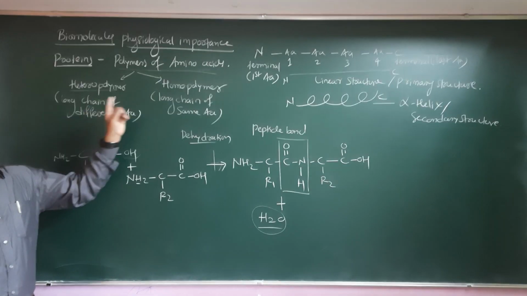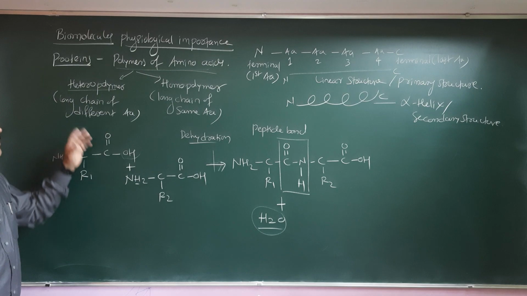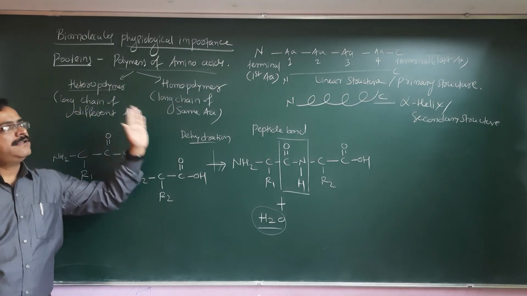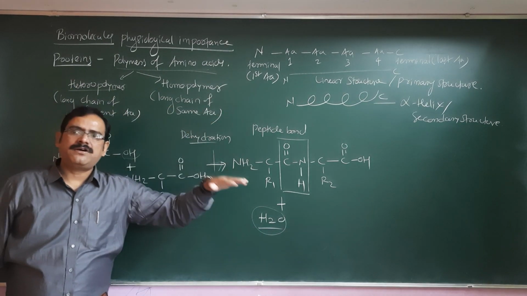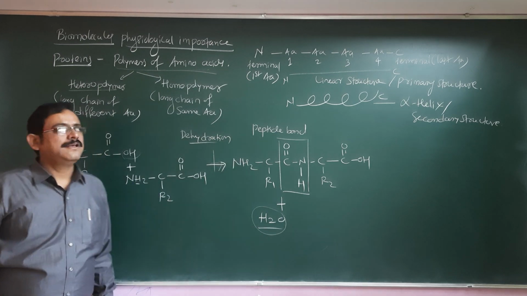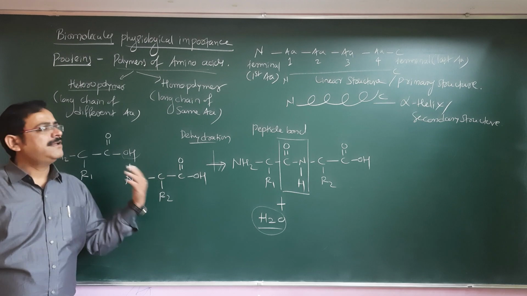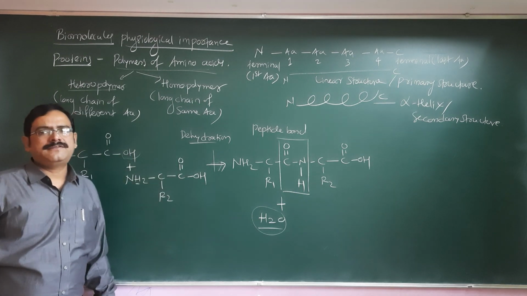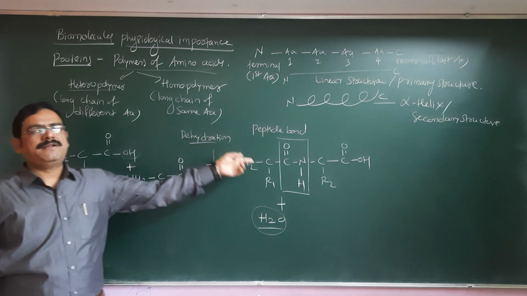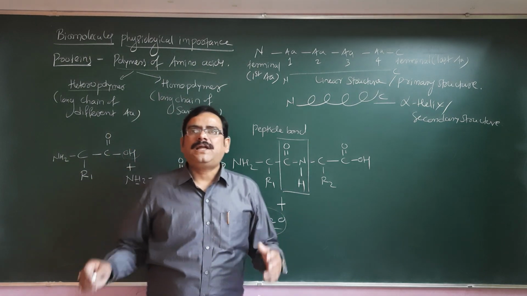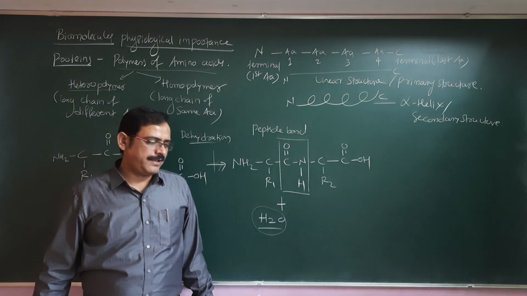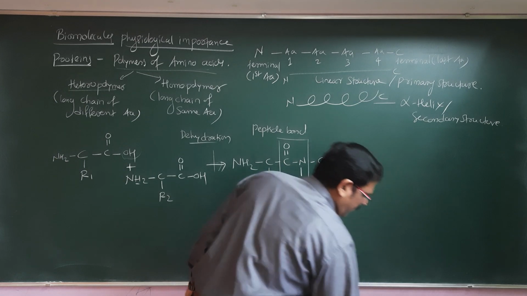If it is a homopolymer, all the amino acids are the same kind, it may be cysteine only, or methionine only. If it is a heteropolymer, it has serine, cysteine, methionine, various types of amino acids linked by peptide bonds. Well, this reaction is very clear now.